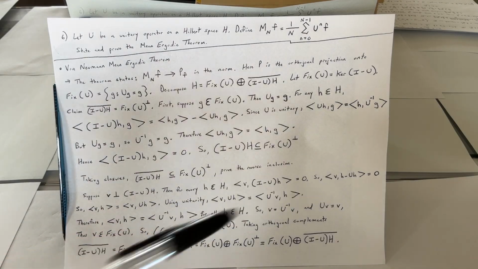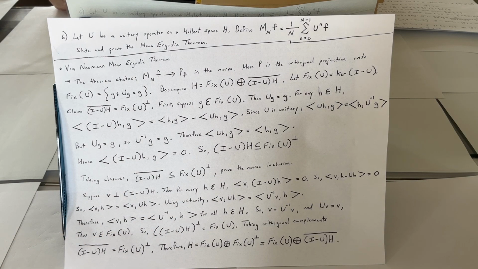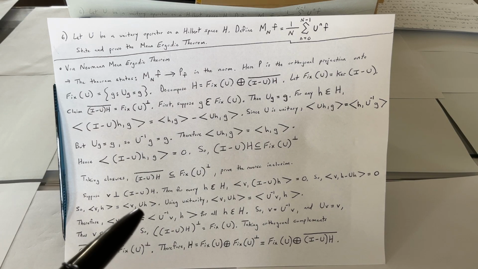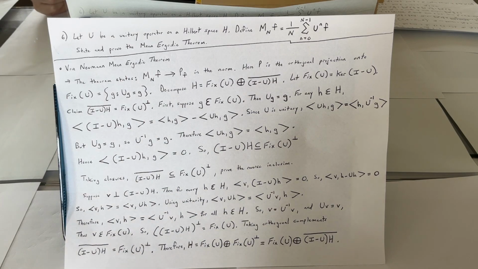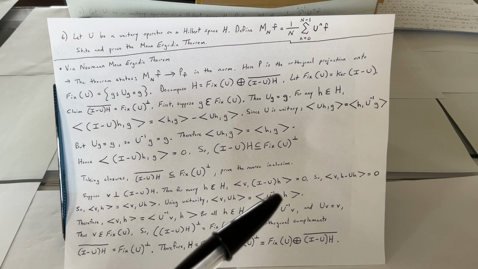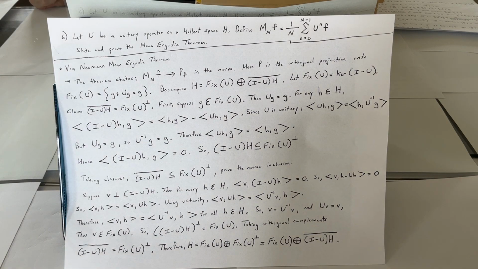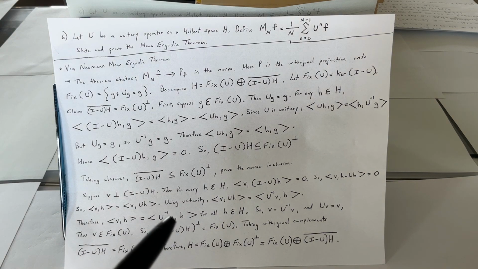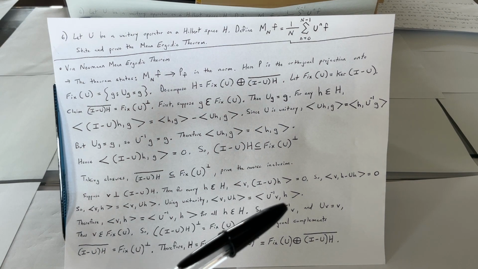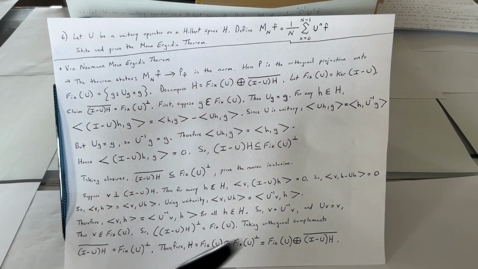So that the inner product of v comma h minus U h equals 0. So the inner product of v, h equals the inner product of v, U h. And using unitarity, the inner product of v, U h equals the inner product of U negative 1 v comma h. And therefore, this inner product equals the following inner product for all h in capital H. So v equals U negative 1 v, and U v equals v. So that's that we have v belongs to Fix of U.